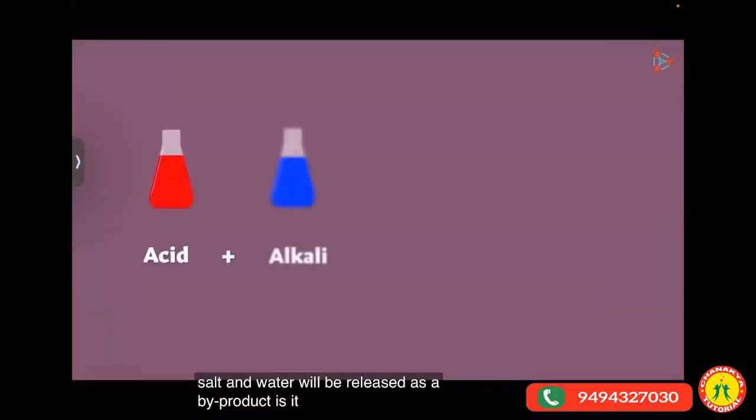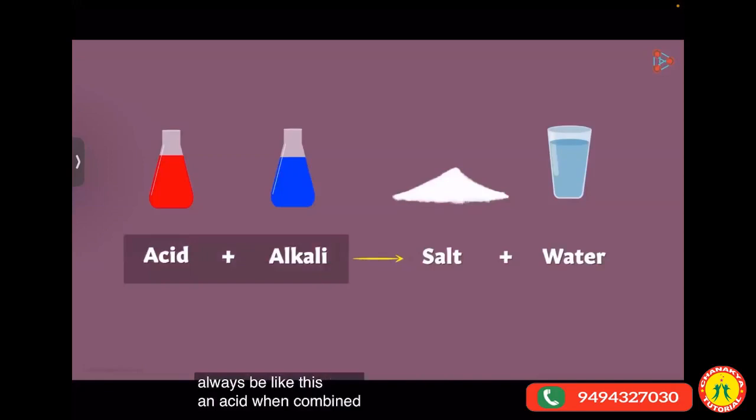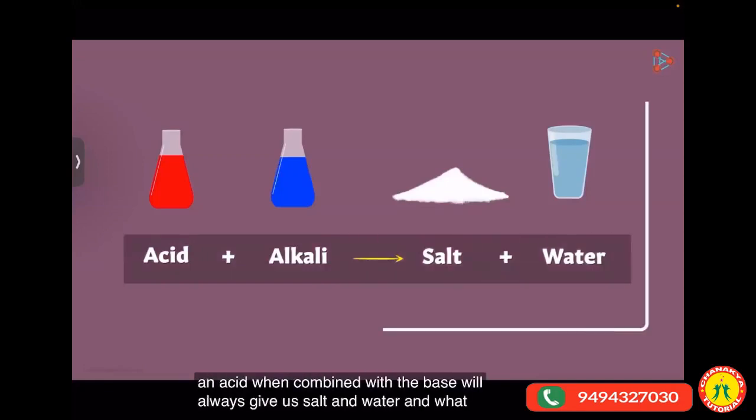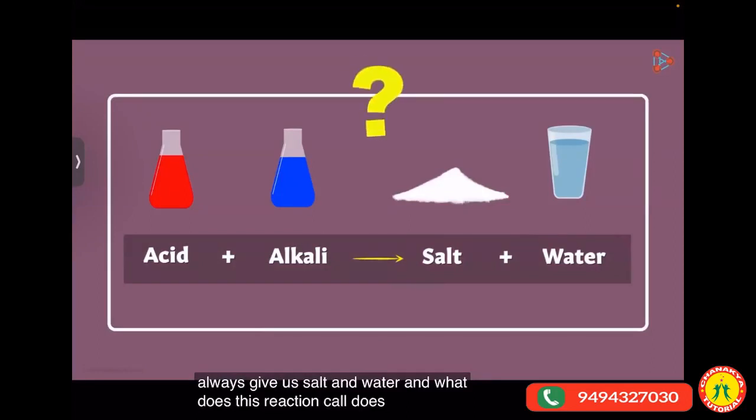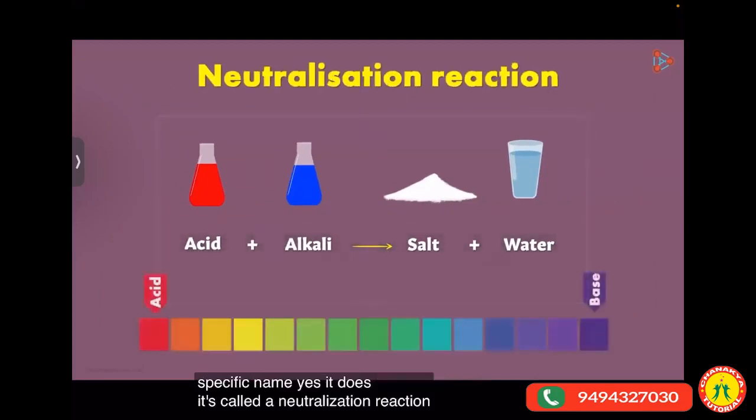I mean, will an acid and an alkali always give us salt and water? Yes, it will always be like this. An acid, when combined with a base, will always give us salt and water. And what is this reaction called? Does it have a specific name? Yes, it does. It's called a neutralization reaction.